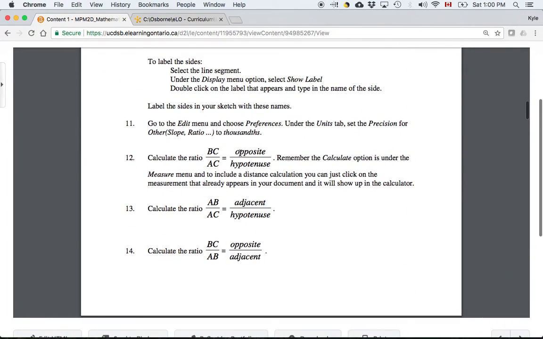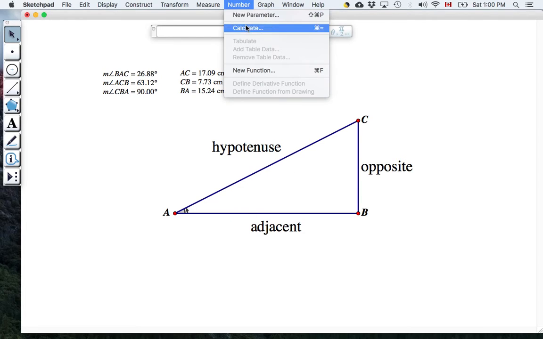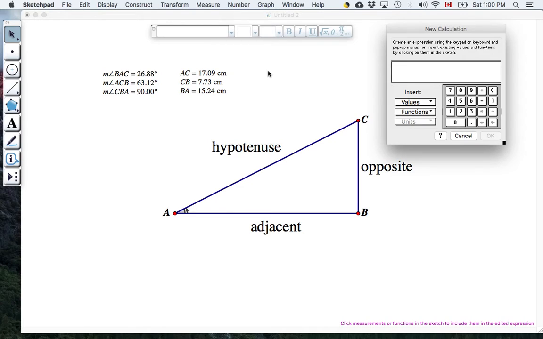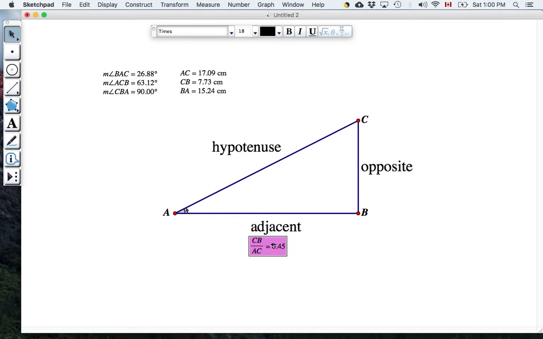Next up, we're going to be calculating the ratio between the opposite side and the hypotenuse. So that's BC over AC. Remember that to put a calculation here on Geometry Sketchpad, we go up to the number menu, calculate, and we want the opposite over the hypotenuse. So we want CB divided by the hypotenuse, which is AC, and we're going to get that one right here.